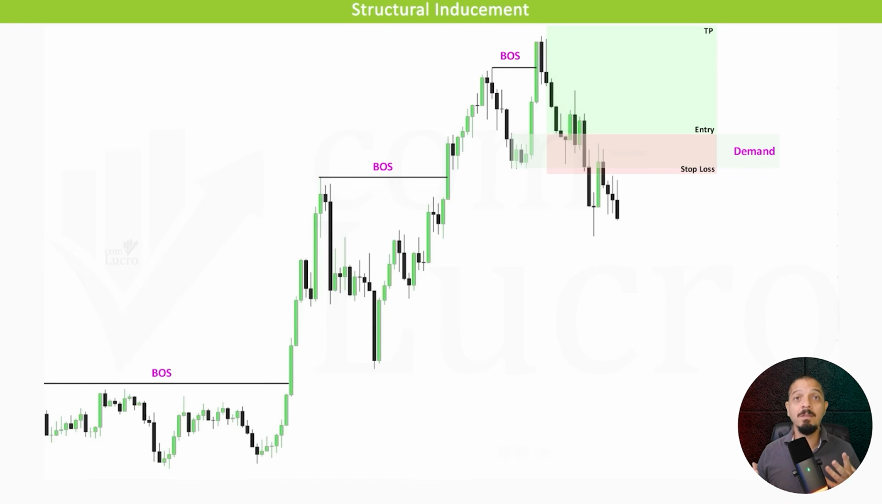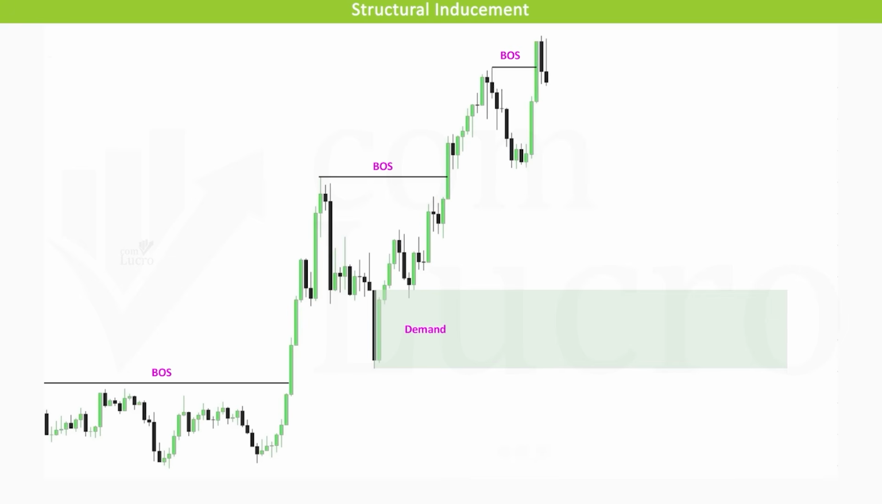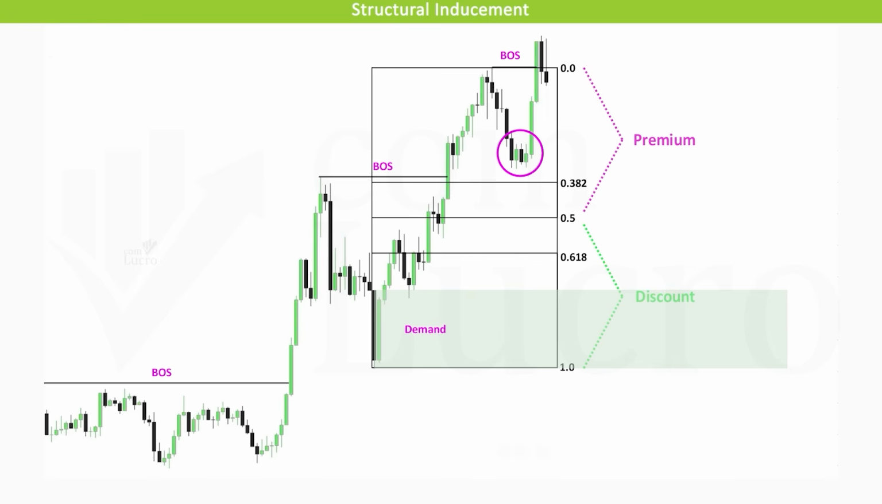Then the outcome becomes clear. You enter the buy, and price quickly takes you out. This is exactly how structural inducement traps the majority of traders. The reason becomes clearer when we look deeper. This so-called BOS was never a real break in the first place. The entire move was driven by resting buy orders sitting below, inside the discount zone of the main bullish leg.